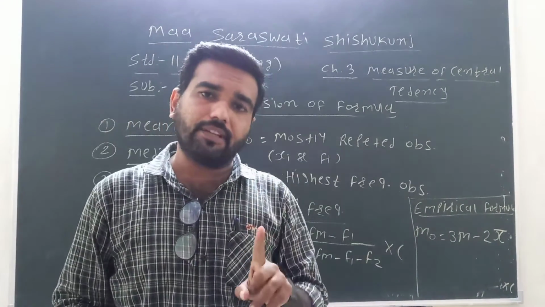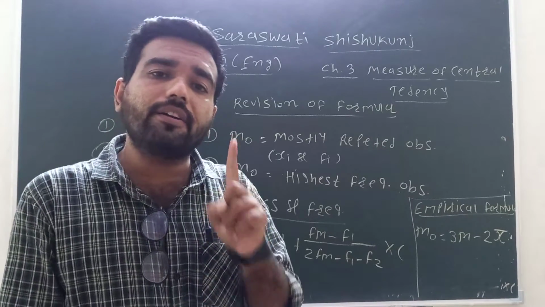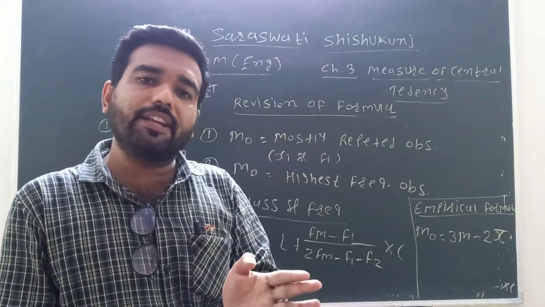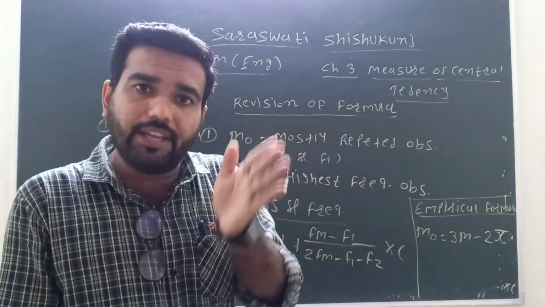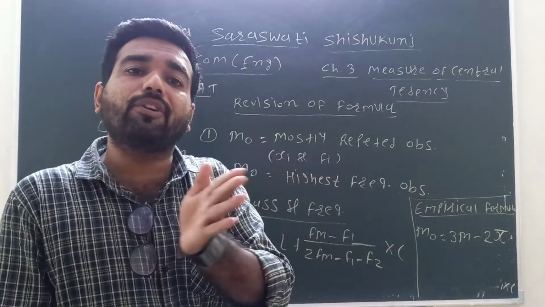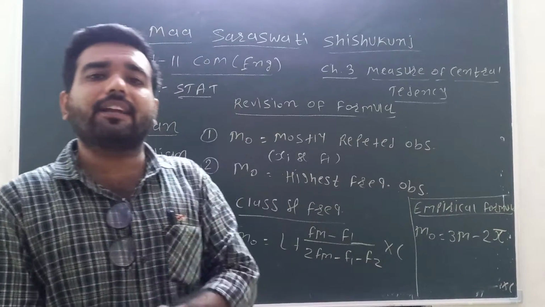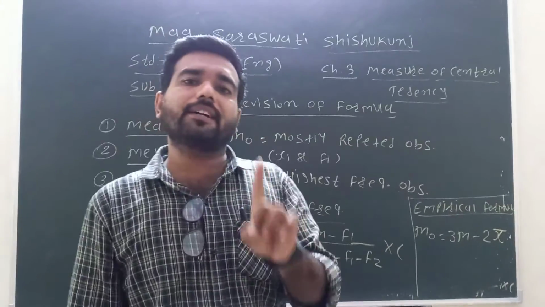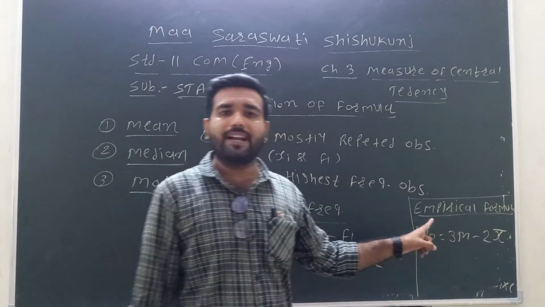First one is when the class lengths are unequal. When the classes are given in the question and the class lengths are unequal. For example, 10 to 20, 20 to 25, 25 to 50, 50 to 55, 55 to 80. So the class lengths are unequal. So the first condition is, when the class lengths are unequal, we use the empirical formula to find mode.